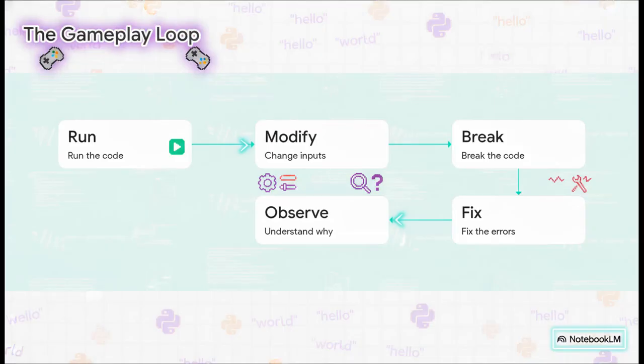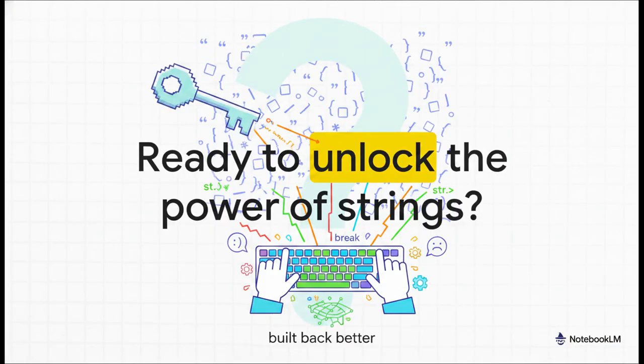So, how do you truly learn this stuff? It all comes down to a core gameplay loop for experimentation. Step 1, run the given code. Step 2, modify the inputs just to see what shifts. Step 3, intentionally break the code. Seriously, push it until you get an error. Step 4, fix it. And Step 5, observe and really understand why it broke in the first place. You can't just passively read code. Getting your hands dirty, breaking things, and fixing them is the exact bridge that takes you from a beginner to a confident Python professional. So, study buddy, it is time to stop spectating and start hitting the keys.